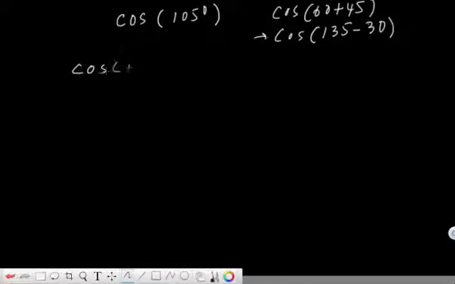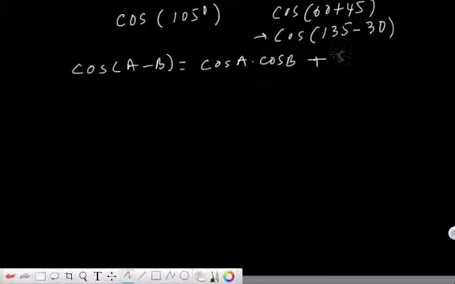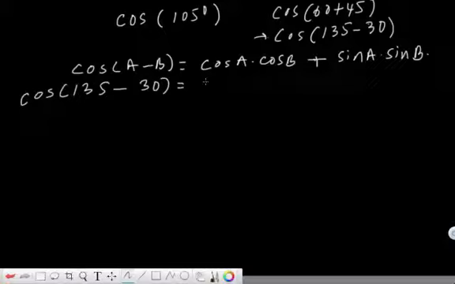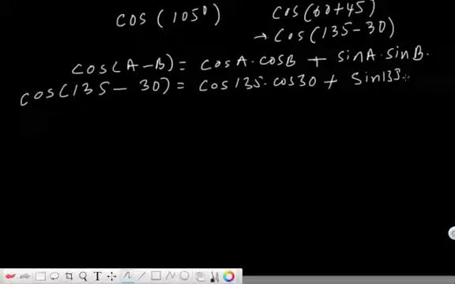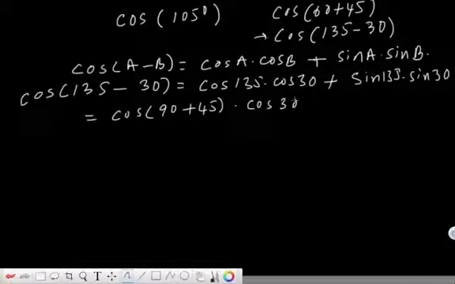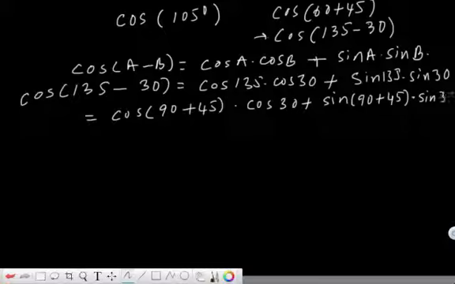So we know that cos A minus B is equal to cos A times cos B plus sin A times sin B. So if I substitute 135 and 30 for A and B, I'm going to get cos 135 minus 30 is cos 135 times cos 30 plus sin 135 times sin 30. If you have to further simplify it, cos 135 is cos of 90 plus 45 times cos 30 plus sin of 90 plus 45 times sin 30.